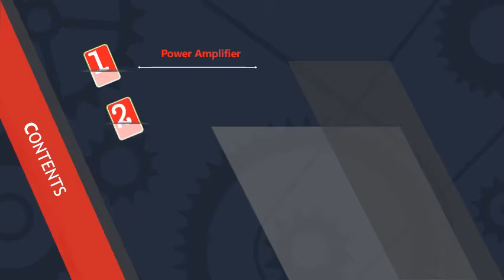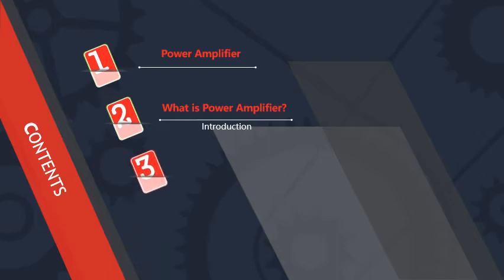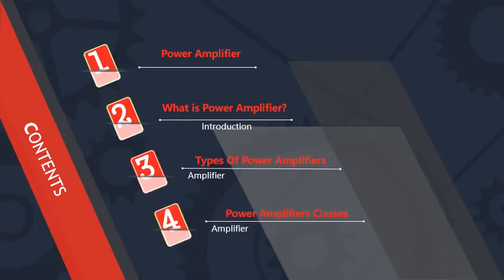So second is what is the power amplifier. This is the introductory part. And the third topic is the types of power amplifier, or we can say the classification of the power amplifier. Next we will move on to the power amplifier classes. There are many classes in power amplifier circuits like class A, class B, class C, class AB, etc.